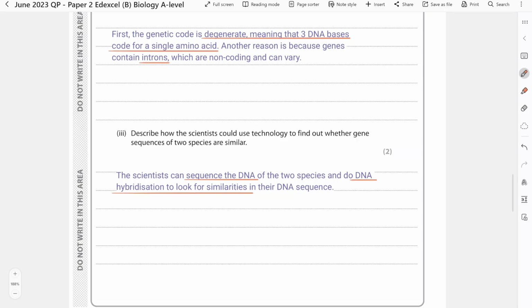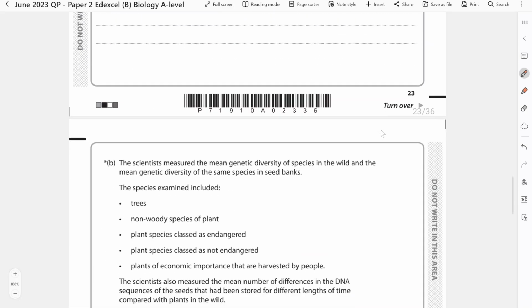Another method that you can use is gel electrophoresis. We know that gel electrophoresis can produce patterns of bands, and we can compare the patterns of bands and see, is there more similarity or are there more differences? All right, so that is part 3 done.